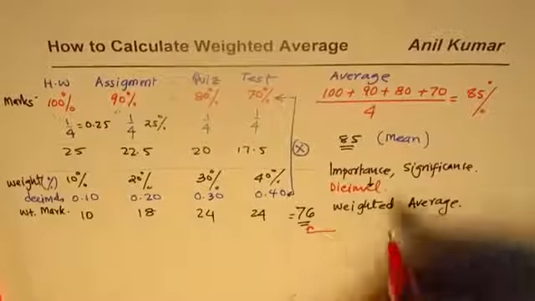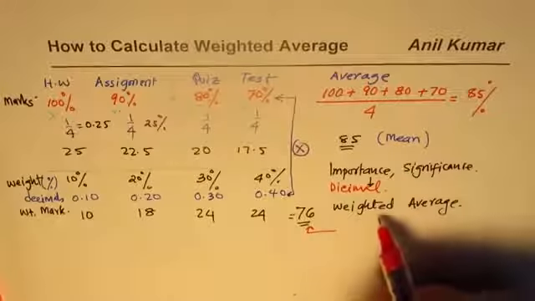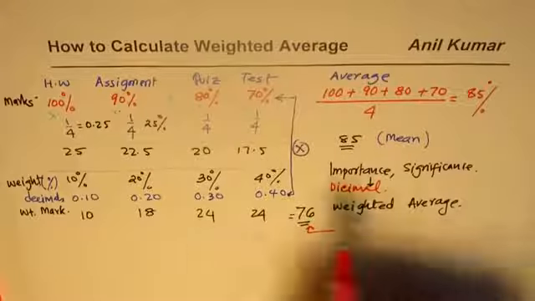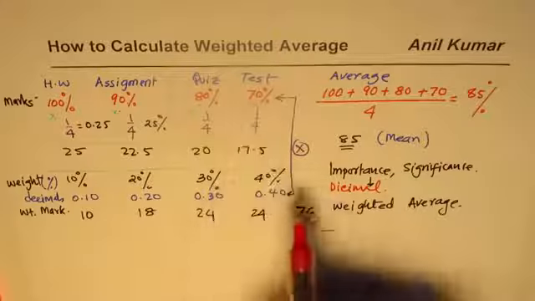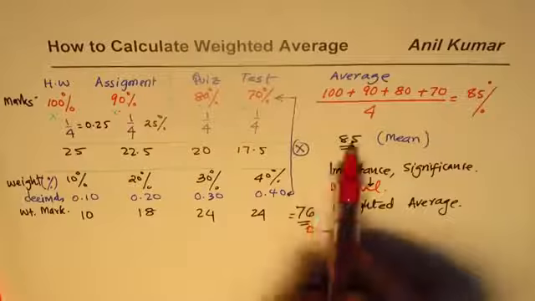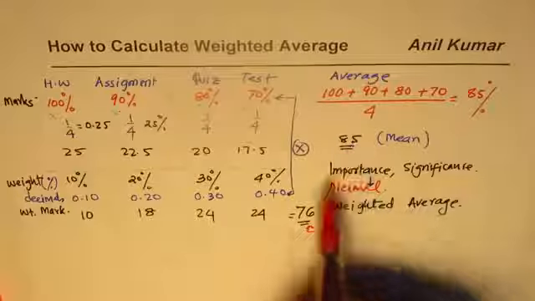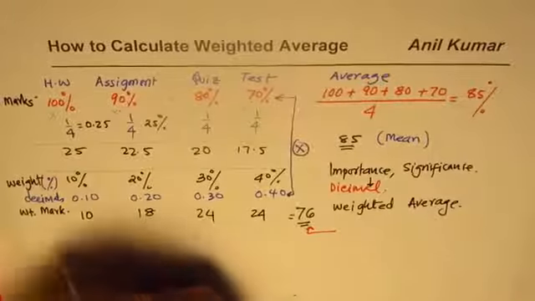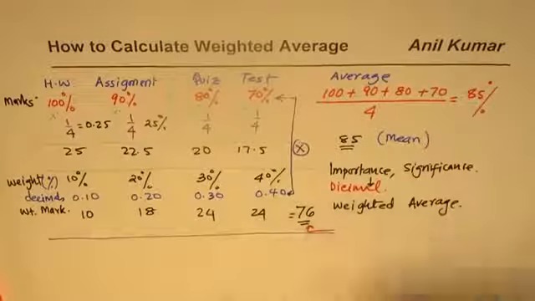So that is what it shows. If the weight is more, then the average moves towards those numbers. So it is 76, much lower than the previous average, closer to the marks which have the highest weightage, correct? So that is how it is. So I hope you understand the concept, and for you, let me give you a practice question.